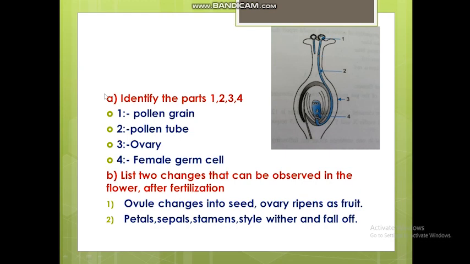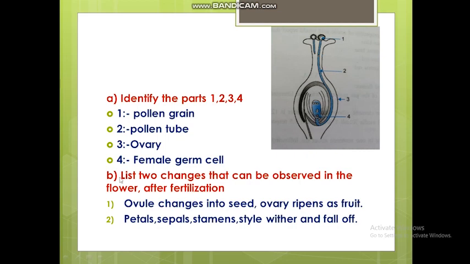The next question is, identify the parts 1, 2, 3 and 4. Here the picture is showing the germination of pollen grain on stigma. So, the part 1 is pollen grain, the part 2 is pollen tube, part 3 is ovary and the part 4 is female germ cell.